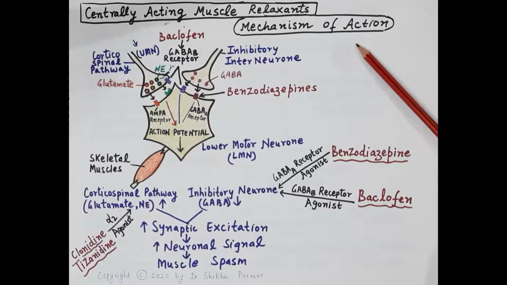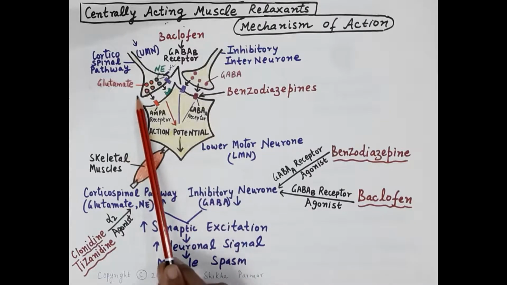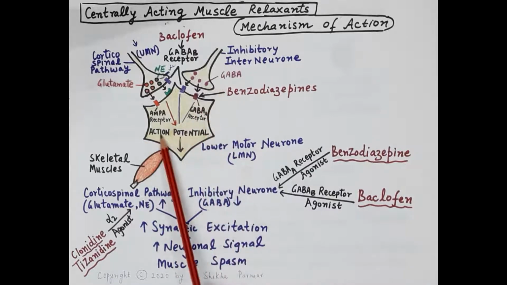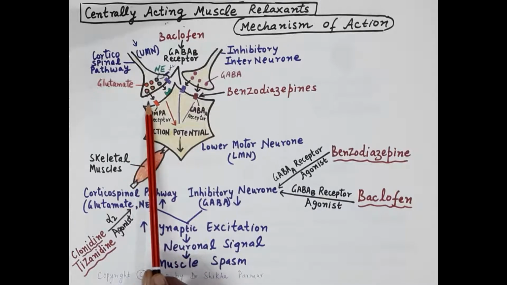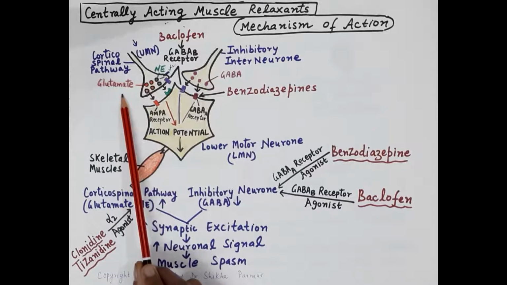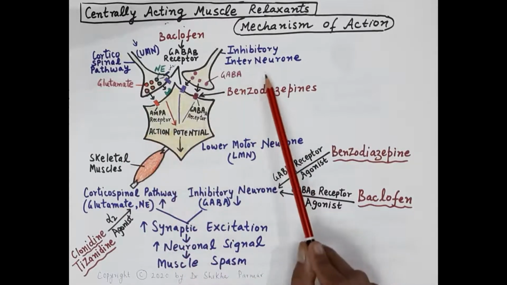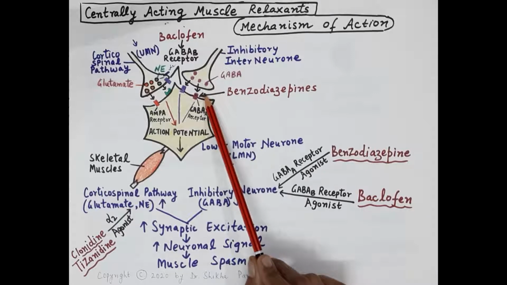Now we are going to discuss the mechanism of action of centrally acting muscle relaxants. This is a lower motor neuron. It receives information from the upper motor neuron, and it also receives information from the inhibitory interneuron. One thing to be noted here is that when the upper motor neuron is stimulated, there is release of glutamate and norepinephrine. Glutamate is an excitatory neurotransmitter, and the release of glutamate and norepinephrine stimulates the lower motor neuron. Whereas when this inhibitory interneuron is depolarized, it releases GABA. GABA is an inhibitory neurotransmitter.